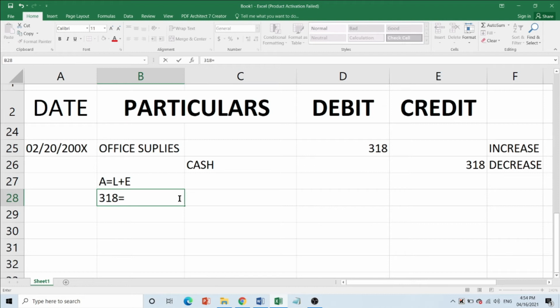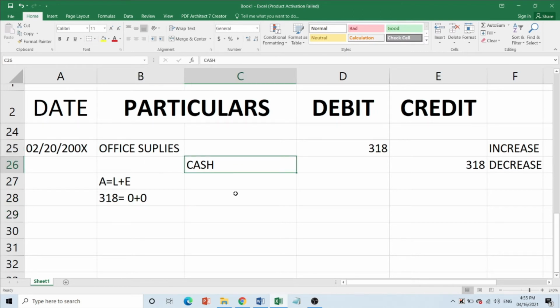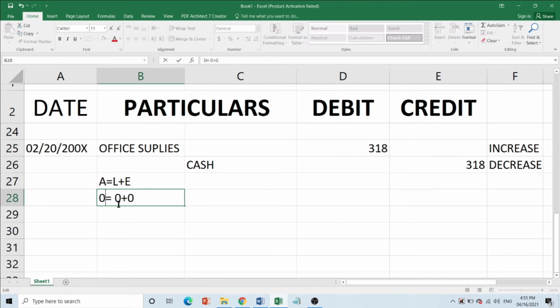Liability, may effect? Wala. Equity, may effect? Wala. Ano mangyayari ngayon? Since these two accounts are assets, the increase in asset has a corresponding decrease in asset as well. Therefore, yung effect niya, 318 increase, 318 decrease, that is 0. Equal? Accounting equation? Yes, that's an accounting equation.